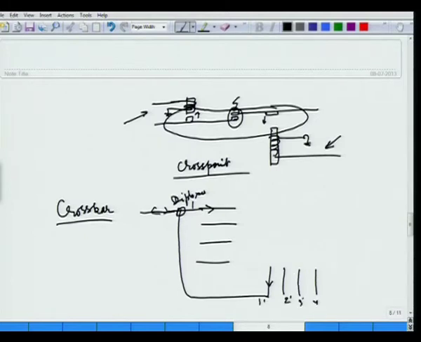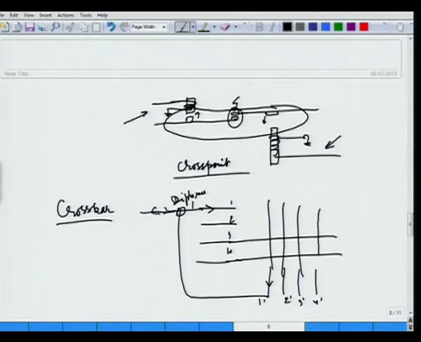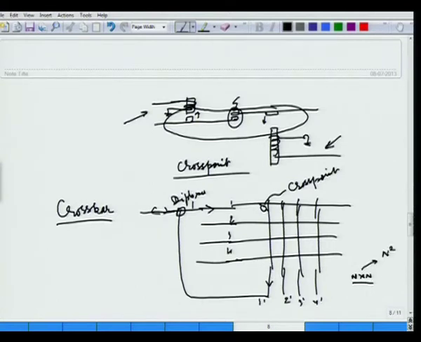So, I can call them 1 prime, 2 prime, 3 prime, 4 prime and 1, 2, 3, 4, and now I can connect them. That is why we call it a crossbar, because there are many bars crossed with each other, and at the point between these two elements I am going to put this cross point which I have talked about. So, for an n by n switch, n users connected to n users, I require n square cross points. Now, that is the only problem here.